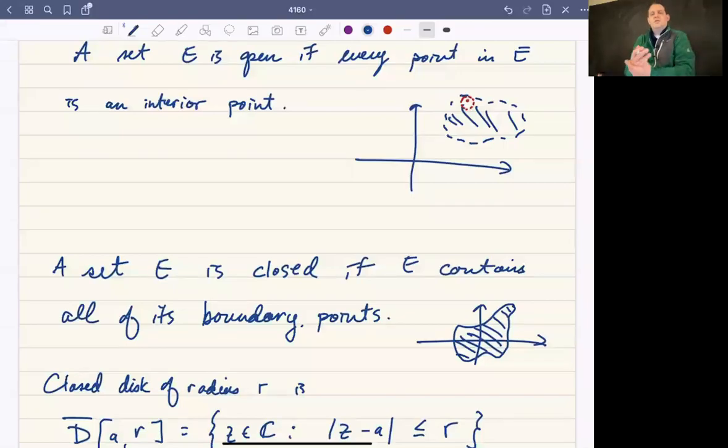So we've talked about what it means for a point to be an isolated point, an interior point, and a boundary point. But now let's talk about sets.